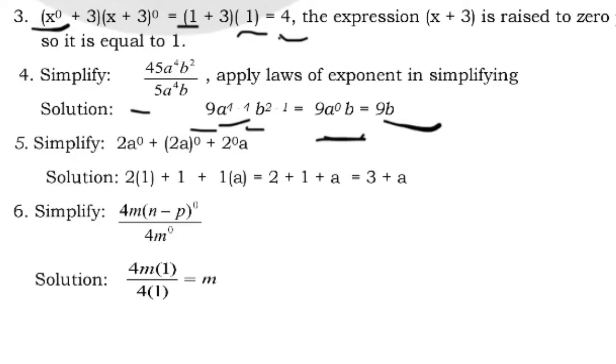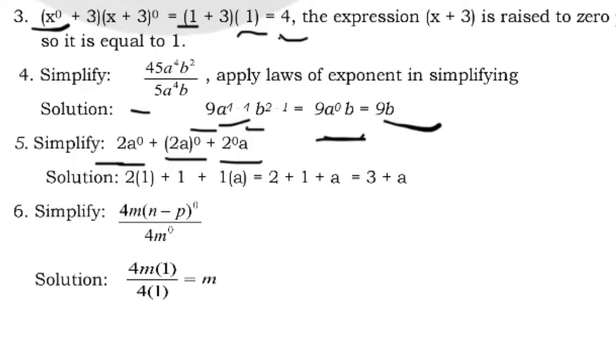Number 5. Simplify 2a to the power of 0 plus the quantity of 2a to the power of 0 plus 2 to the power of 0 a. So in here, for 2a to the power of 0, you will just raise a to the power of 0. For the second one, since 2a is enclosed with parentheses, you're going to raise 2a, the whole expression, to the power of 0. And for the third one, you will just raise 2 to the power of 0. a is not included. Okay?